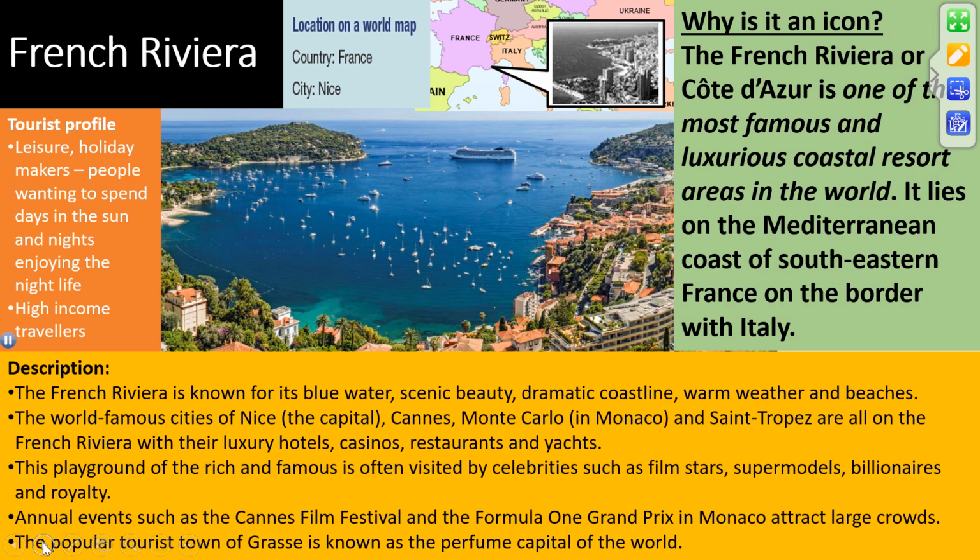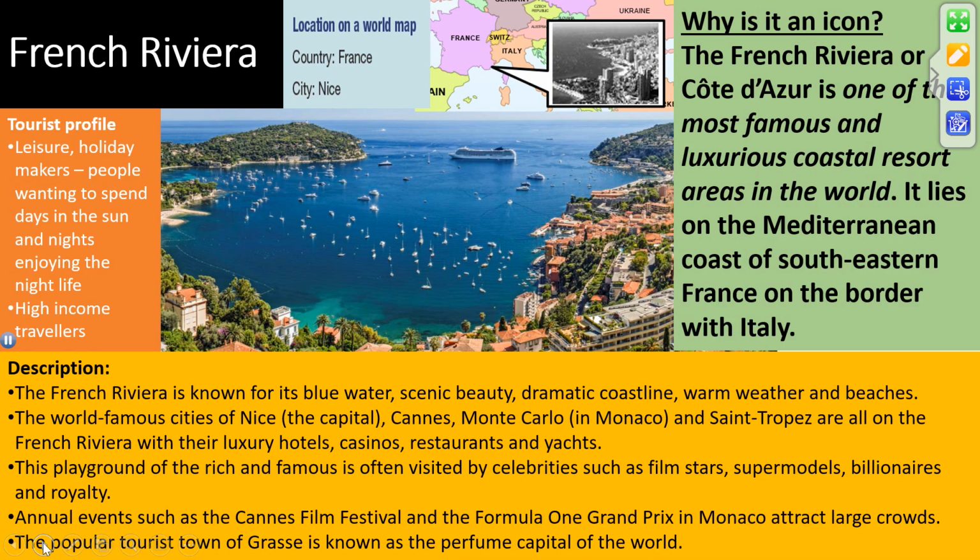And they all have luxury hotels, casinos, restaurants, and yachts. This is most certainly the playground of the rich and famous. And if you are ever lucky enough to visit this icon, you will be rubbing shoulders with film stars, supermodels, billionaires, and members of the royalty. There's an annual film festival at Cannes, as well as the Formula One Grand Prix in Monaco, and that attracts large crowds of visitors.